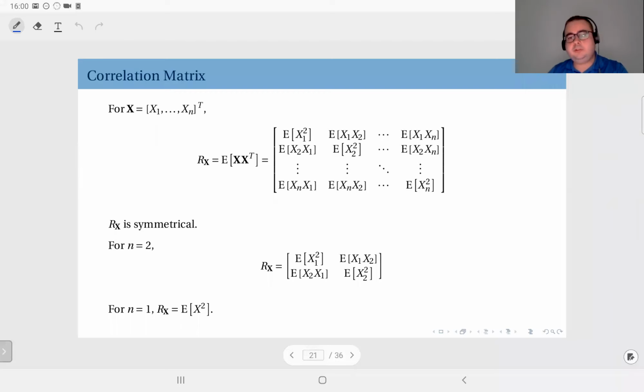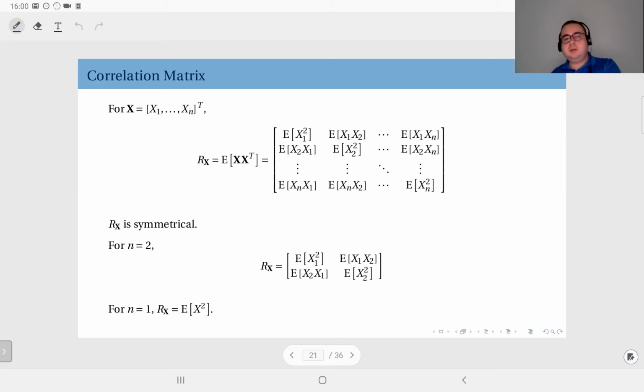Okay, so that was the discussion of correlation, covariance, and correlation coefficient when we have two random variables. If we have a random vector with more than two components, then we can define what we call the correlation matrix and the covariance matrix. Of course, correlation is defined with respect to two random variables.